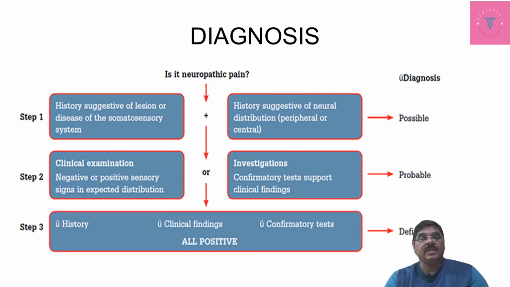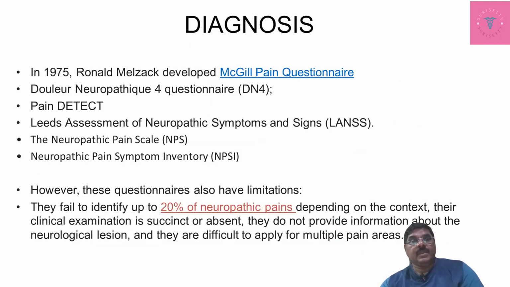And along with the clinical examination, we will do some simple investigations, confirmatory tests, to diagnose that the pain is neuropathic pain. If we add history, clinical findings, and a confirmatory test, only then can you diagnose it as definite neuropathic pain. For diagnosis there are a lot of scales: the Douleur Neuropathique scale, the McGill pain questionnaire, the DN4 questionnaire, the PainDETECT scale, the LANSS scale, the neuropathic pain scale, the neuropathic pain inventory, and the neuropathic pain symptom inventory.